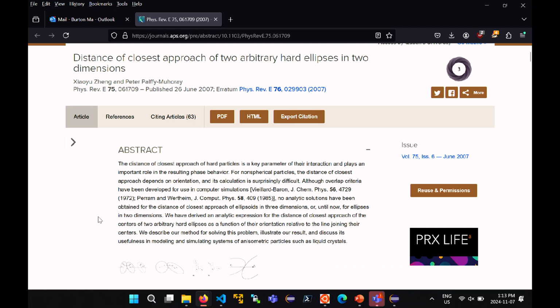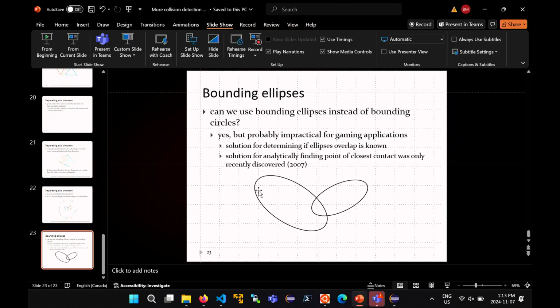Right? So 2007, they actually figured this out. So it turns out you have to solve for the roots of a 4th order polynomial, which you can do. There's an equation for the roots of a 4th order polynomial. Before this paper came out, everybody thought you had to solve for the roots of a 5th order polynomial. There is no equation that tells you what the roots of a 5th order polynomial are. And so everybody thought you couldn't do this analytically. Turns out you can.